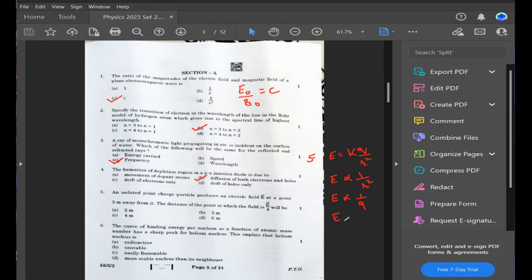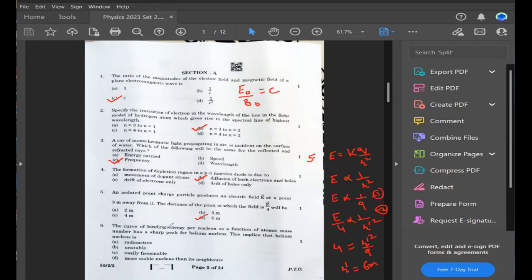Okay, now the electric field is E by 4. You have to find out the distance. Let the distance be r dash. So E by 4 is proportional to 1 upon r dash square. This is equation number 1. This is equation number 2. Let us divide these two equations. E upon E by 4. Left hand side will be E divided by E by 4, which is equal to 4. And the right hand side, 1 upon 9 upon 1 upon r dash square, that will be equal to r dash square upon 9. Hence, r dash square is equal to 9 into 4, 36. So r dash will be equal to 6 meters. Hence, the correct option is D, that is 6 meters.